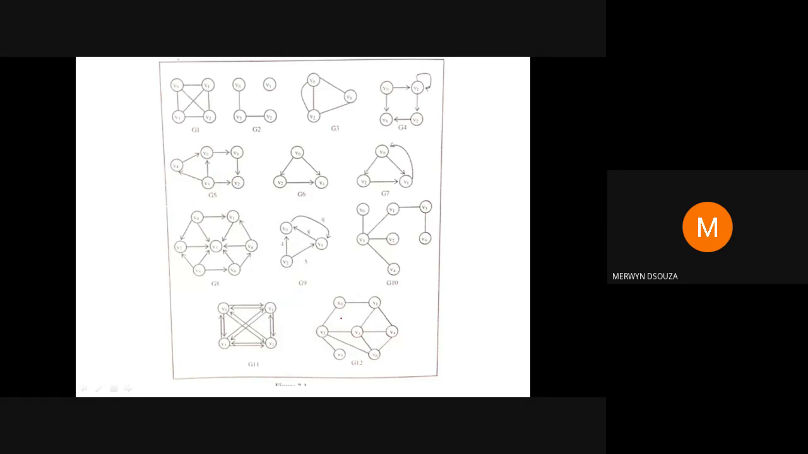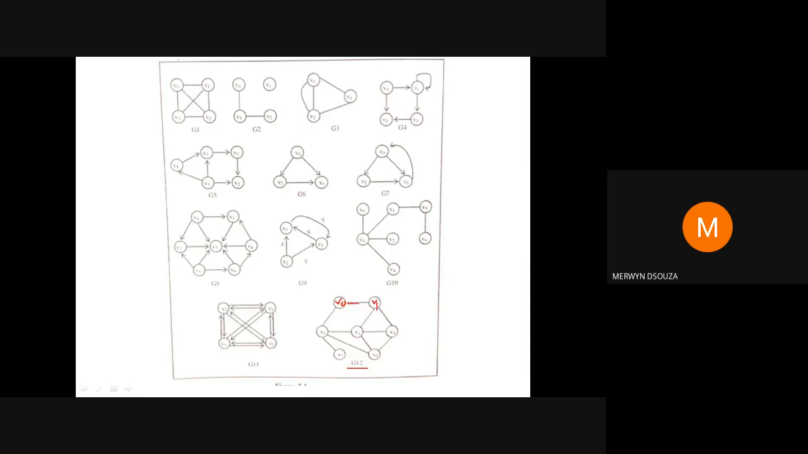Next definition is simple path. A simple path is a path where all the vertices are distinct. All the vertices involved in that path are distinct. There's no repetition. Then we call that path simple. You can take this example G12. Suppose you consider the path V0.